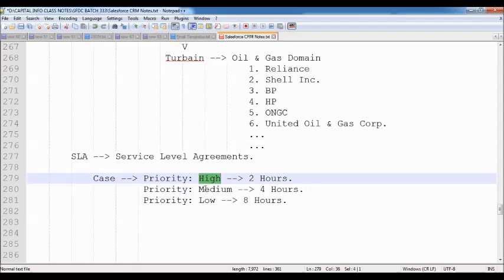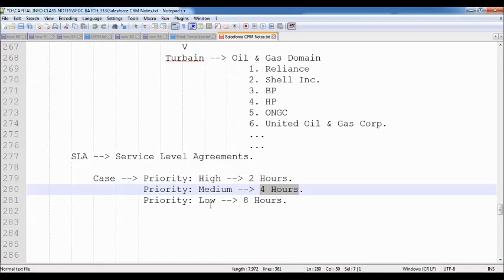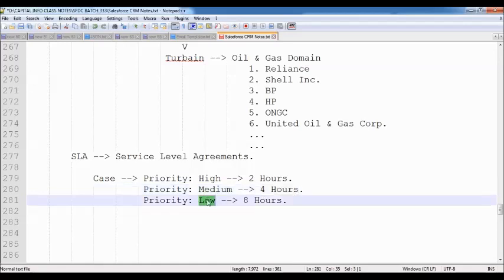If it is some minor problem, then I'm giving medium priority, so I'm giving you 4 hours to resolve the problem. If it is a very small issue, then I'm giving the priority as low, so you can resolve the problem in 8 hours, because production is not stopped, production is continuing as it is, so you can take your own time and resolve the problem within 8 hours. They're going to write this entire information inside this SLA document itself.